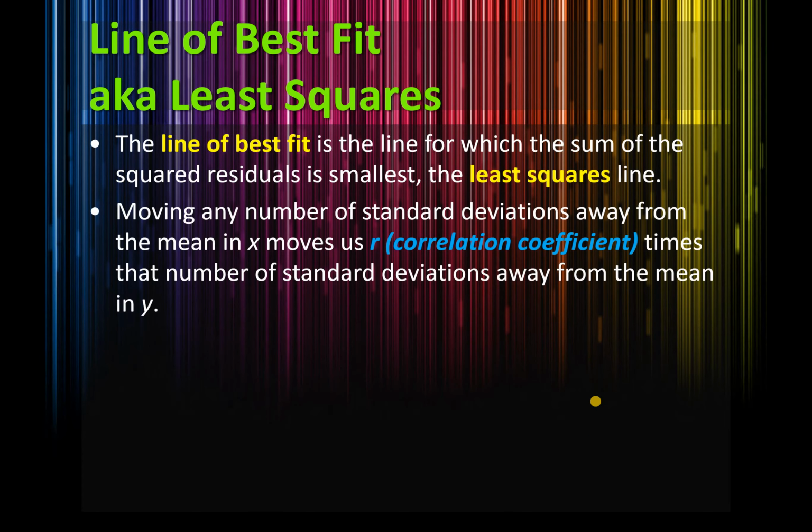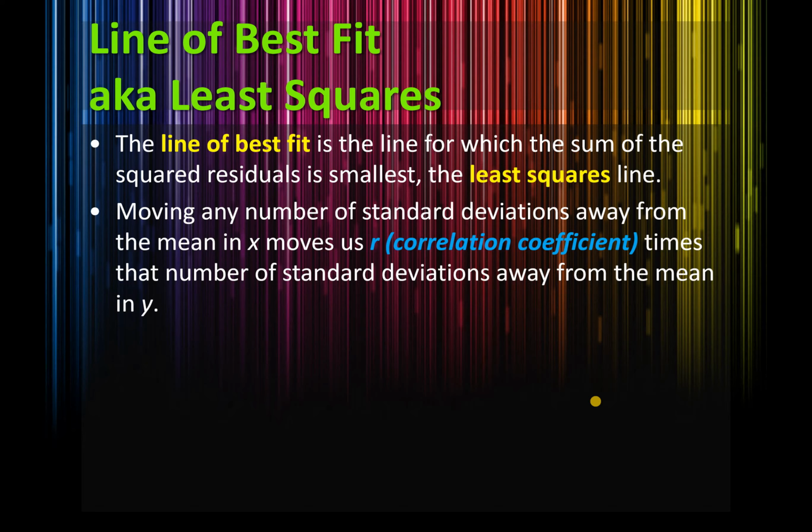Now here's an interesting thing to take note of. If we move a standard deviation away from the mean in x, this is where our correlation coefficient comes from. Moving one standard deviation away from the mean in x moves us r, your correlation coefficient, standard deviations away from the mean in y. It is not a linear fit. It is not one step in y is one step in x. If you take 2 standard deviations away in x, we're taking 2 times r standard deviations away from the mean in y. And we're always talking about moving away from the mean.